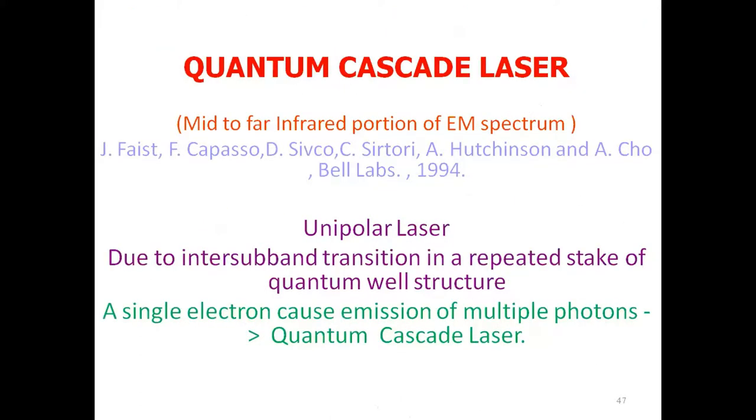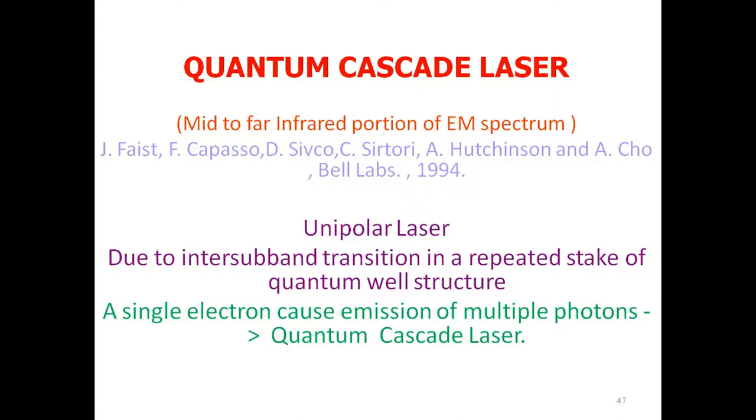The QCL, the quantum cascade laser, gives the mid to far infrared portion of the electromagnetic spectrum, and was first fabricated at Bell Labs by Capasso's group. Nowadays this QCL has a lot of applications in industry, in medical applications, etc.